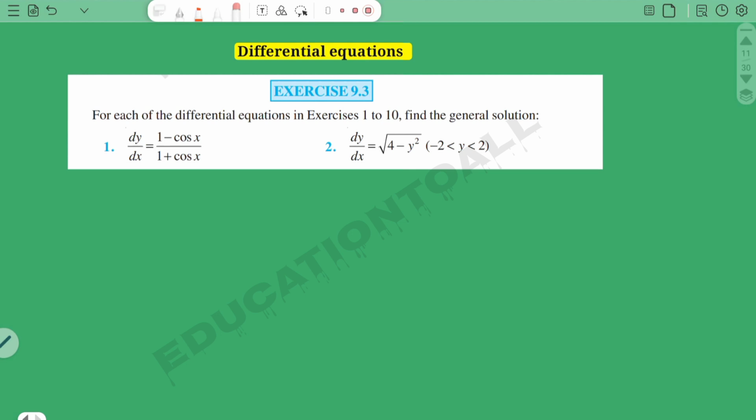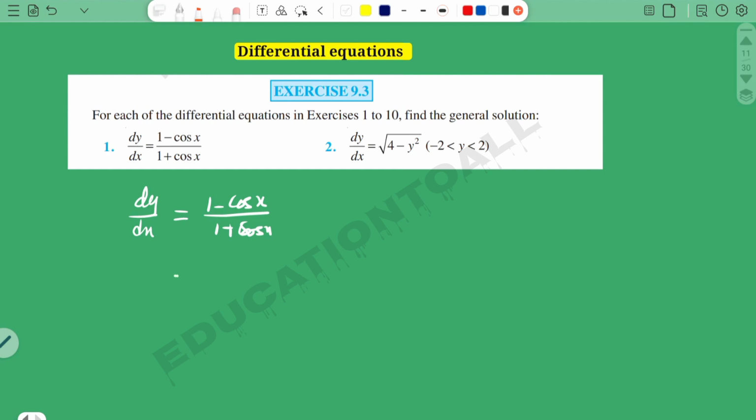Today's topic is differential equations, exercise 9.3. These are all questions we can do by using the variable separable method. By observing the first question, dy by dx is equal to 1 minus cos x by 1 plus cos x. So write the dy by dx which is given, 1 minus cos x divided by 1 plus cos x.